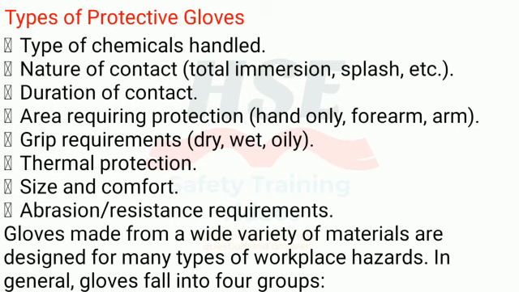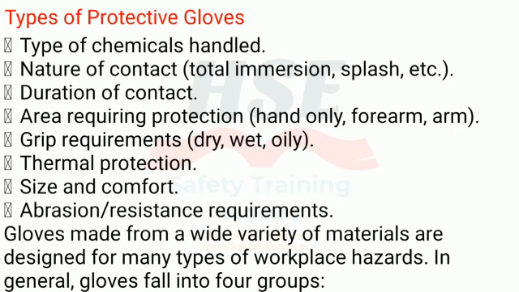Types of protective gloves. Type of chemicals handled. Nature of contact, total immersion, splash, etc. Duration of contact. Area requiring protection, hand only, forearm, arm. Grip requirements, dry, wet, oily. Thermal protection. Size and comfort. Abrasion resistance requirements. Gloves made from a wide variety of materials are designed for many types of workplace hazards.